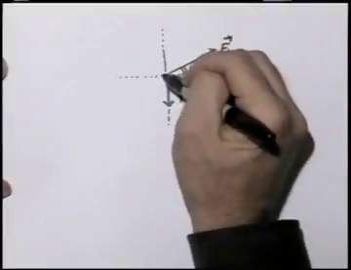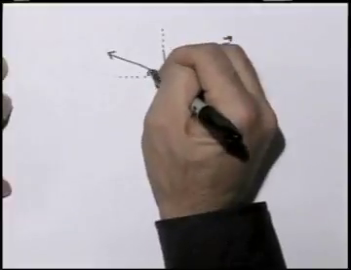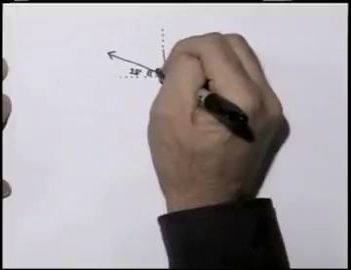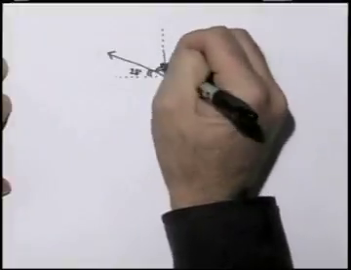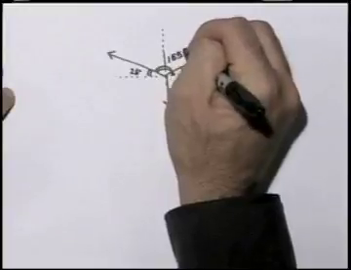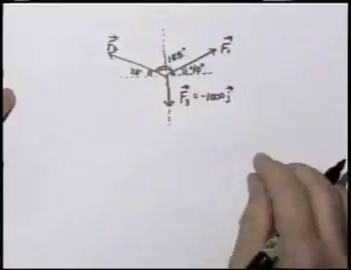We have a cable that's also acting in this direction. This angle right here is 25 degrees, so the angle between the positive x-axis and the force, which is the cable, is 155 degrees. Let's call this force 2.